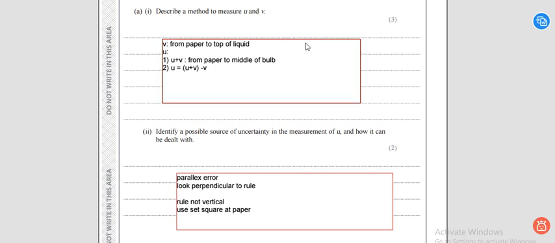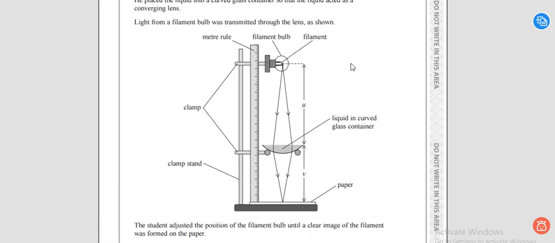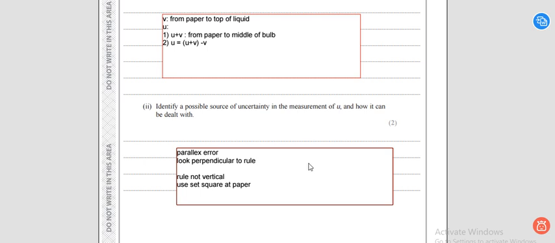Method to measure u and v. So u is the distance between the source and the lens, the axis of the lens or the top surface of the container containing liquid, and v is the distance from the top surface to the paper, or you can measure the distance from the paper to the bulb or middle of the bulb. This will be u plus v. After that, subtract v to get u.